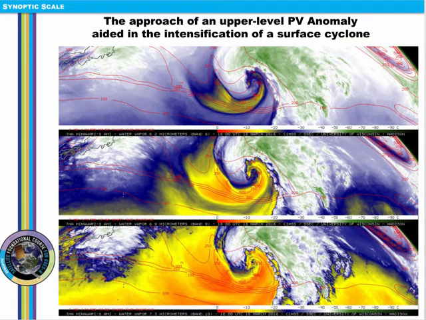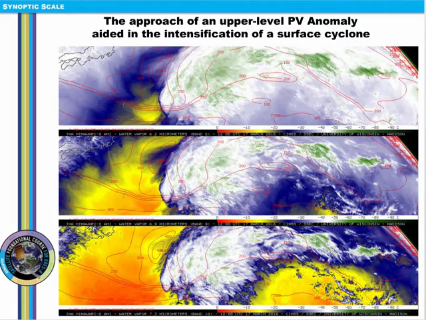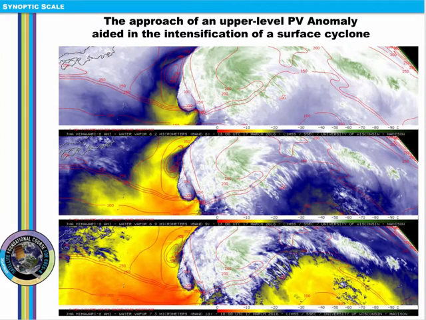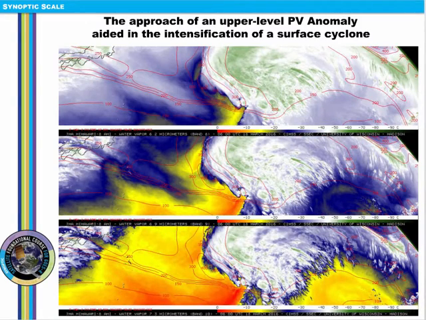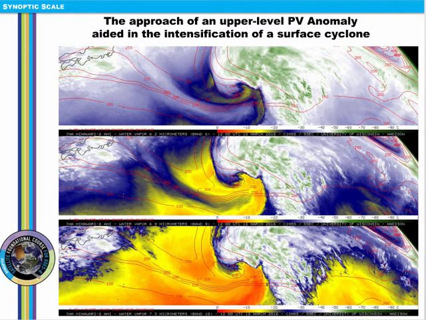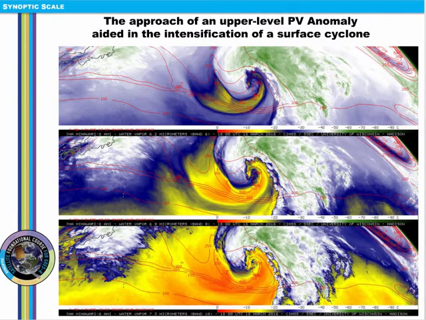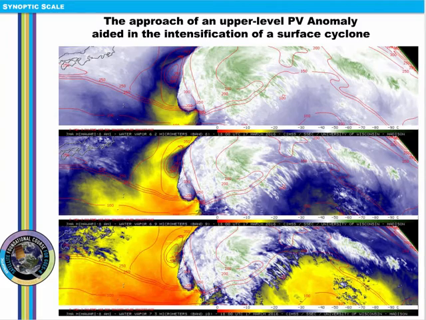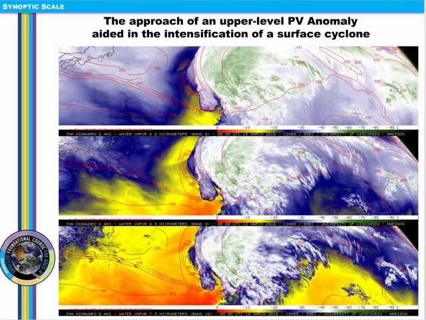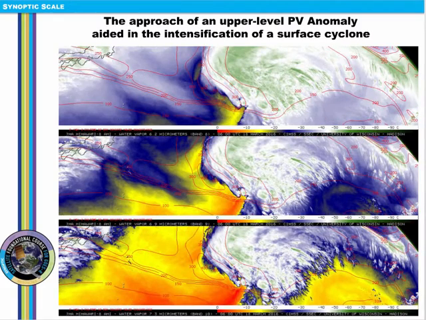This is an animation of Himawari-8 water vapor imagery, with 6 hourly GFS analysis contours of the pressure of the 2.0 potential vorticity unit surface in red. This allows you to follow the upper-level potential vorticity anomaly as the surface low intensified to produce storm force winds during the 17 to 19 March 2016 period. Note the drying and warming behind the potential vorticity anomaly and the cooling and moistening ahead of it. You will frequently see this relationship.